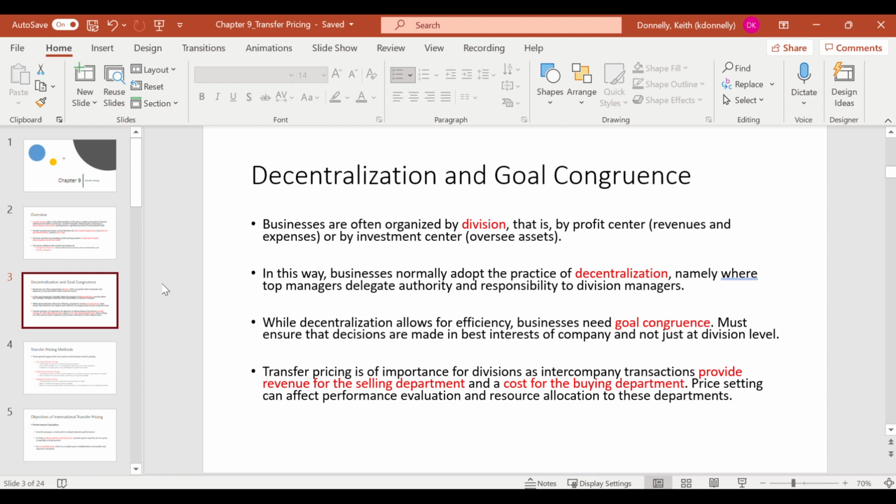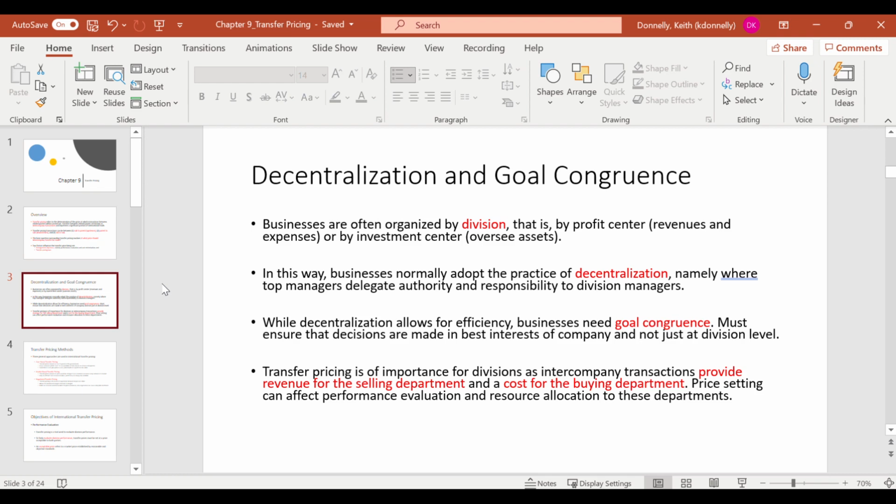So businesses are often organized by division. That is, you can have profit centers or investment centers, and they normally adopt a framework of decentralization. That is to say, top managers are going to delegate authority and responsibility to division managers. Hey, we're the parent, you're the subs, you guys just run independently, and we'll make sure that everything flows efficiently and effectively. Now, we have to be aware of goal congruence here. That is to say, something that might be in the best interest of the company as a whole may not be in the best interest of a particular division.